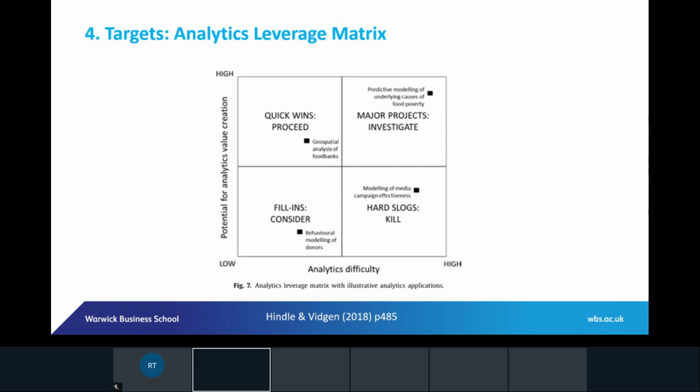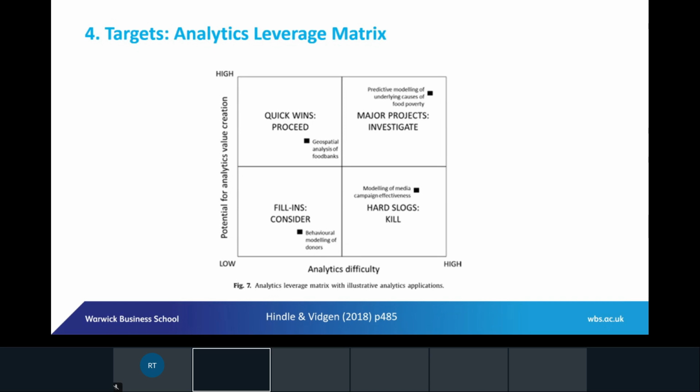Moving up one, we'll go around clockwise. We have the quick wins. These are things which aren't too difficult to do from an analytics technical point of view, but they have the potential for high value creation to the organization. And you can see here that they talk about the geospatial analysis of food banks throughout the UK. So they say that's a quick win. We should definitely think about doing that.